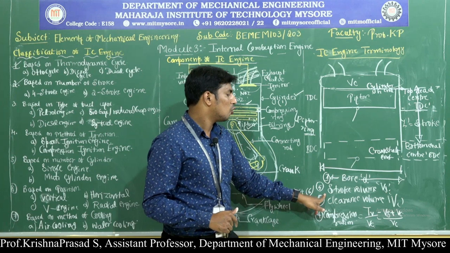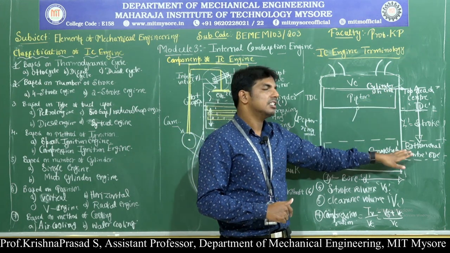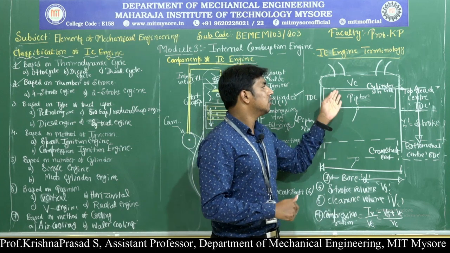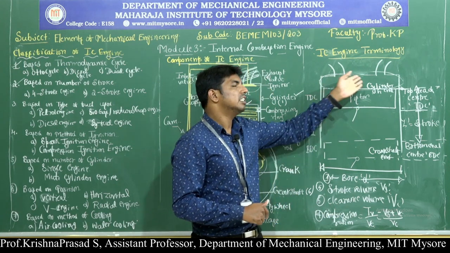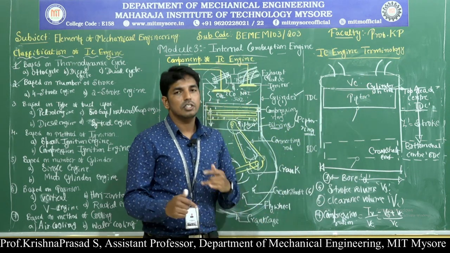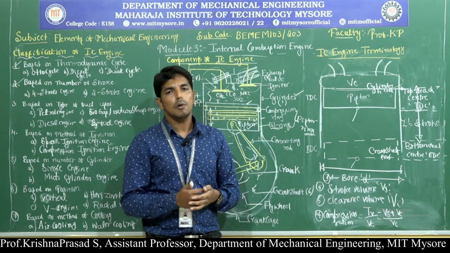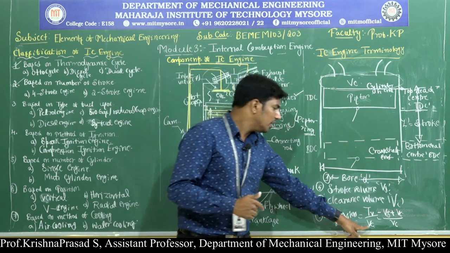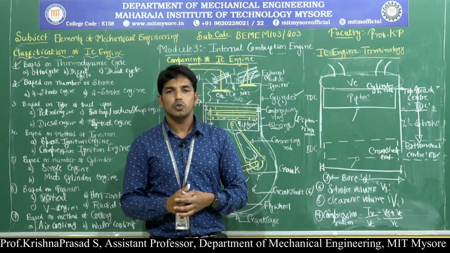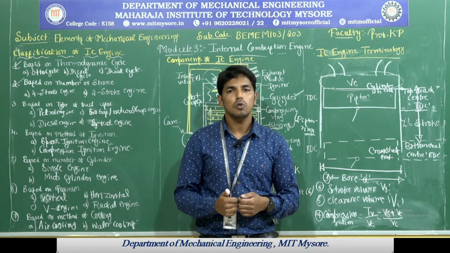Next, the fifth one, stroke volume. The stroke volume is nothing but the volume of the cylinder covered when the piston moves from TDC to BDC. Then clearance volume is the volume of the cylinder above the piston when it is at the TDC position. The last one, compression ratio, is the ratio of total volume to clearance volume. The total volume is the sum of the stroke volume and the clearance volume. The compression ratio for a petrol engine usually ranges from 8:1 to 14:1, and for the diesel engine it is 18:1 to 24:1.